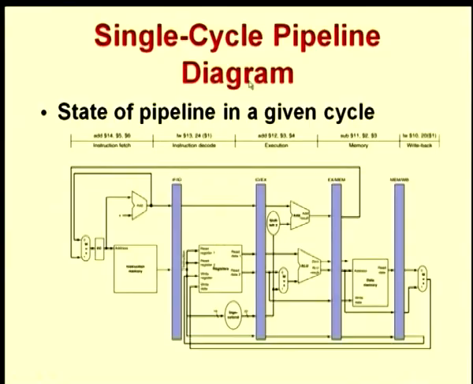Now, if you look at a single cycle pipeline diagram, here we are looking at what is happening in a given cycle. So, in a given cycle, if I look at a similar sequence of instructions coming in, you will have different instructions in these different stages. For instance, a load is in the write back stage, a sub instruction is in the memory stage, an add instruction is in the execution stage, a load word is in the decode stage, and another add instruction is in the instruction fetch stage. So, this is another way in which you can depict the state of the pipeline.